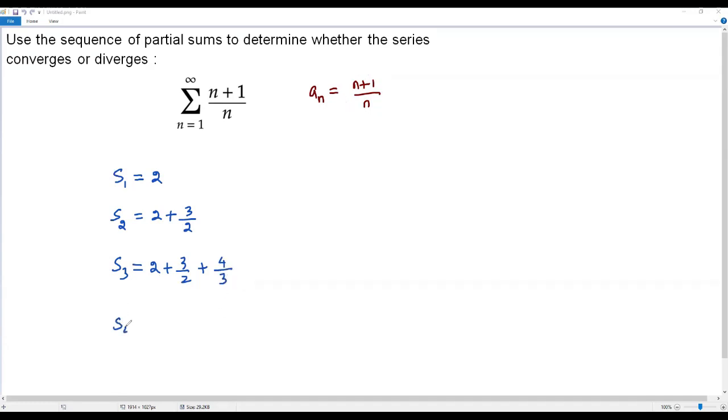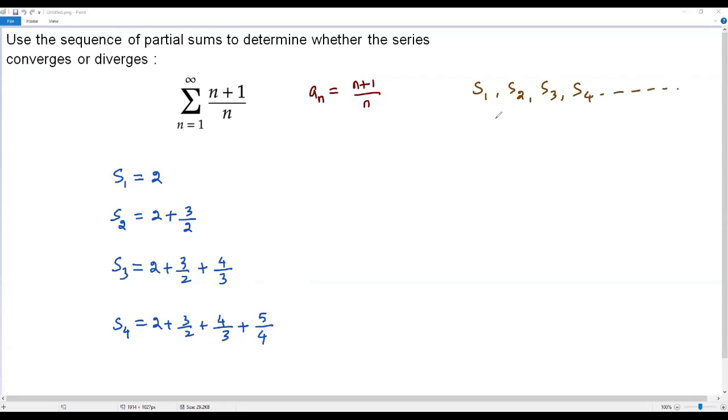Okay, now let's find the fourth partial sum. For that, we have to add the first four terms. We have three terms over here, the first three terms, 2 plus 3 over 2 plus 4 over 3. To get the fourth term, I have to plug in n equals 4. Then I'm getting 5 over 4. Now what I have to do is form a sequence with the partial sums I got over here. That is S1, comma S2, comma S3, comma S4, and it keeps going.